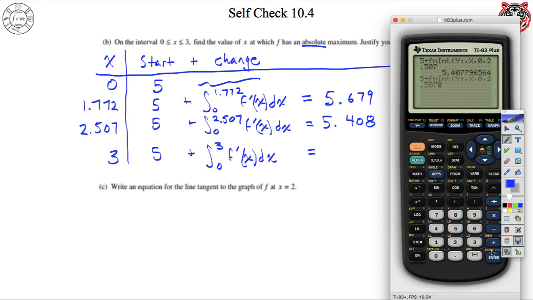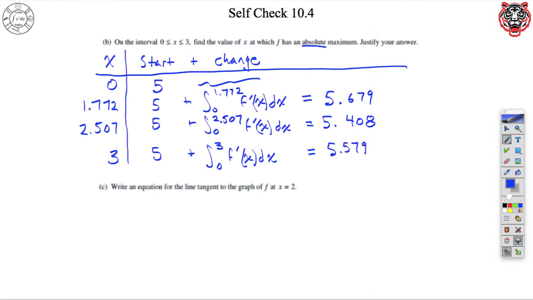And finally, we need to do this line, so it's quicker to do it this way. I do second enter, and instead of 2.507, I delete a bunch of those points, and change that to a 3. And when I do that, I get probably 5 point something, yeah, 5.579.